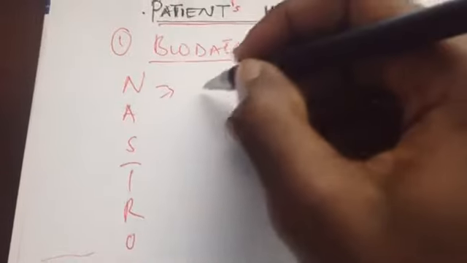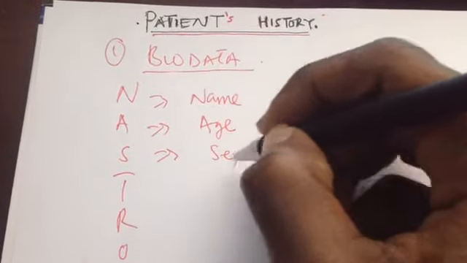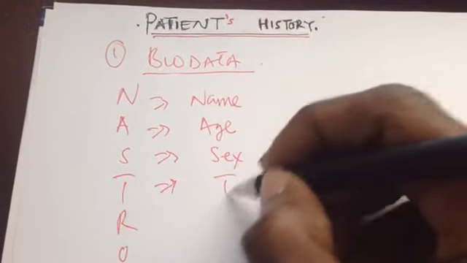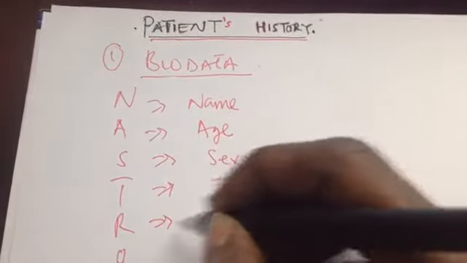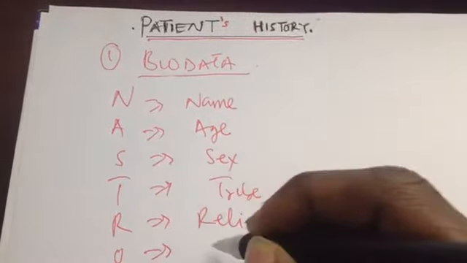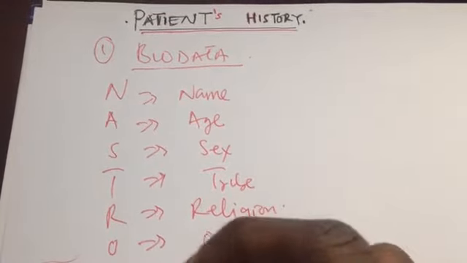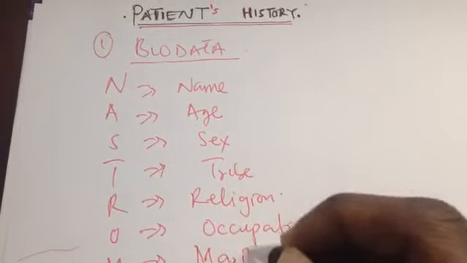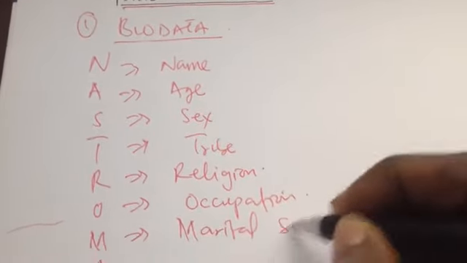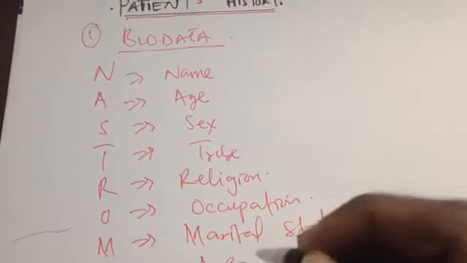Actually, the N is for name of the patient, A is for age, then S is for sex, T is for tribe, R is for religion of the patient, O is for occupation of the patient, then M is for marital status, then A is for area, that is the location of the patient.